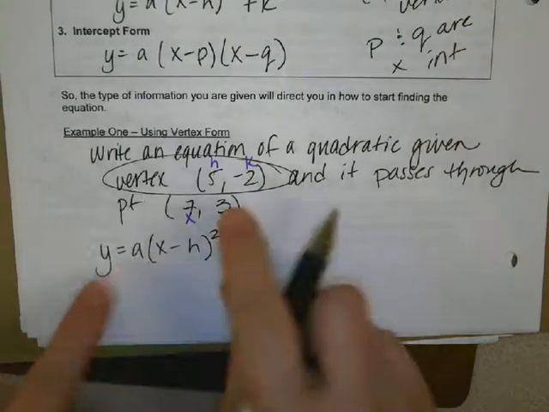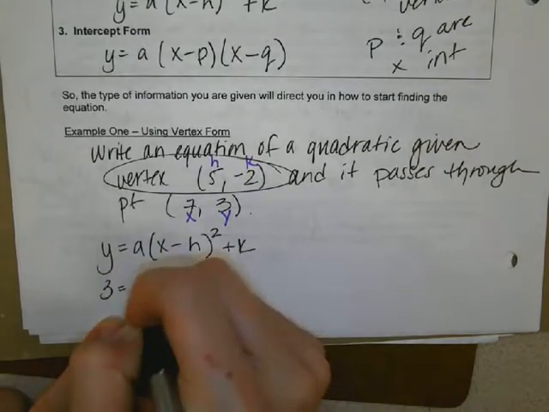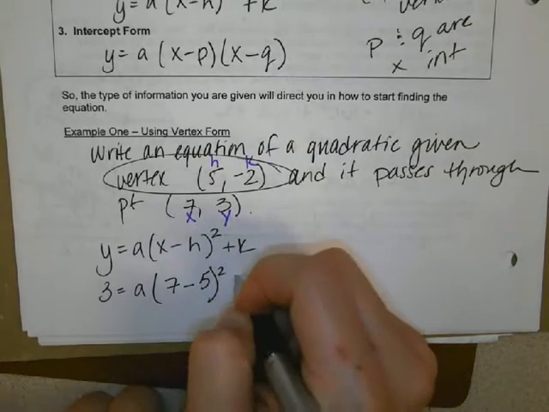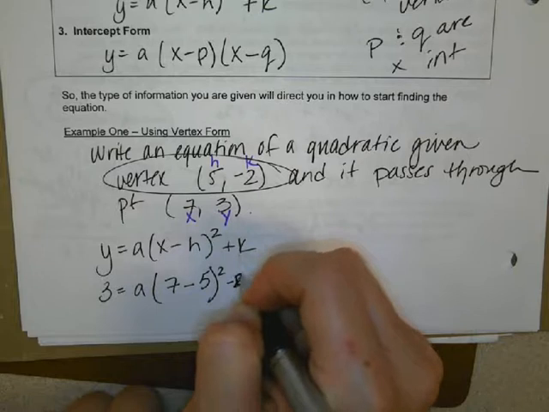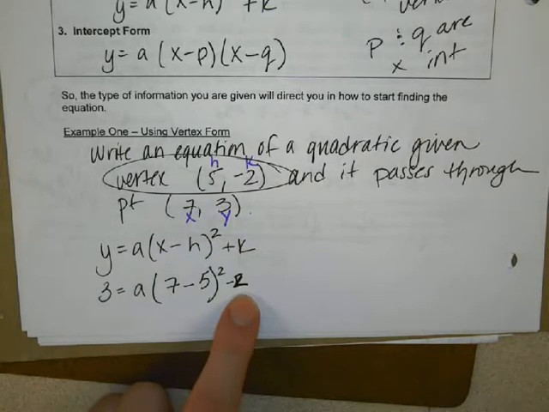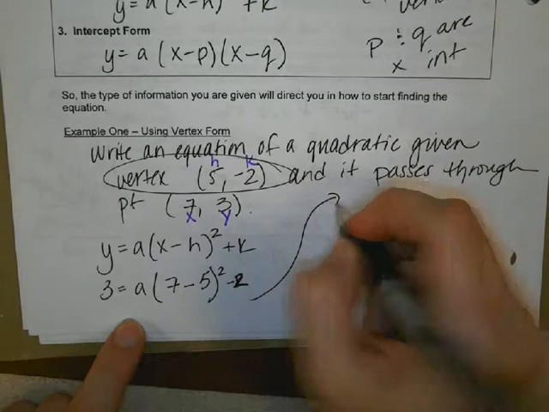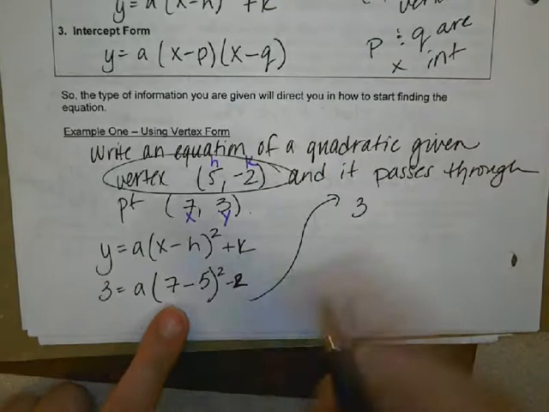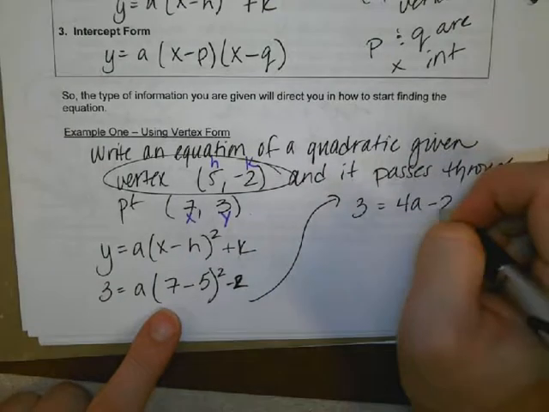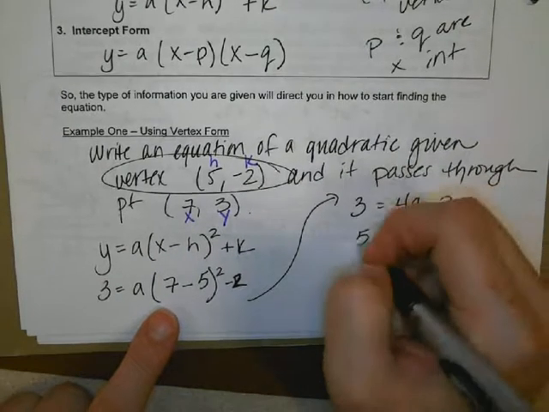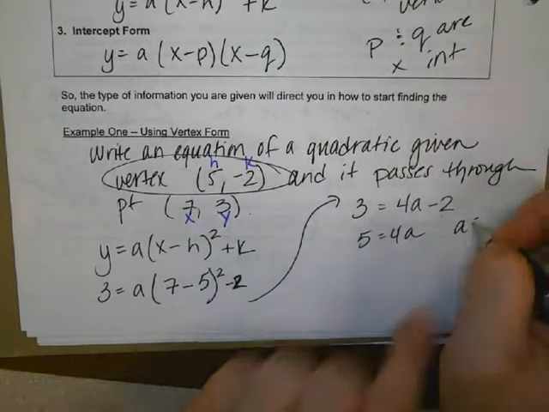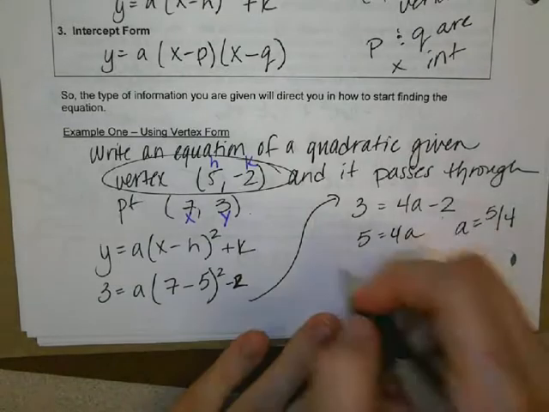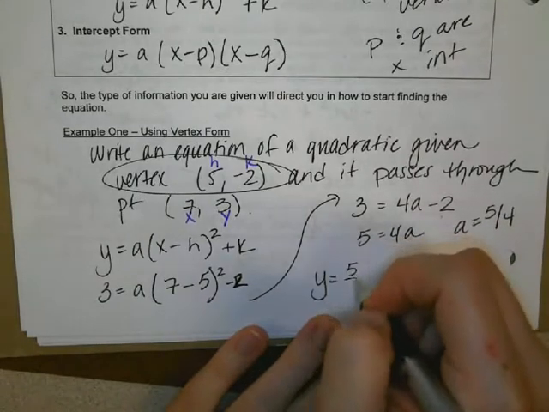So I'm going to plug in 3 for y, 7 for x, 5 for h, and negative 2 for k. Then we're going to simplify. I'm going to simplify the parentheses first. So 7 minus 5 is 2. 2 squared is 4, so that's 4a. Add 2. So my a is going to be 5/4. So you end up getting the equation with 5/4, because that's your a.